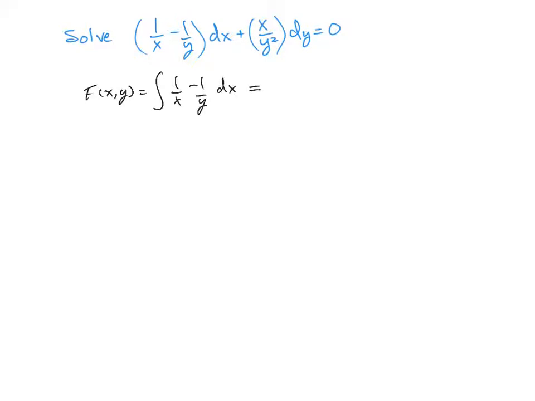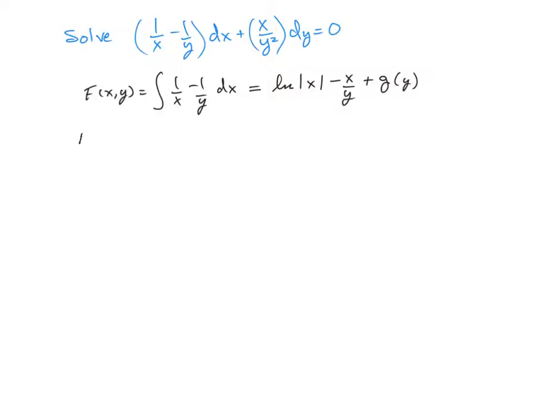When we integrate it, we're going to get the natural log of the absolute value of x for the first term, and then minus x over y for the second term, and then plus an arbitrary constant g of y for the third term. We now need to take the partial derivative of this function with respect to y and set it equal to the other coefficient.